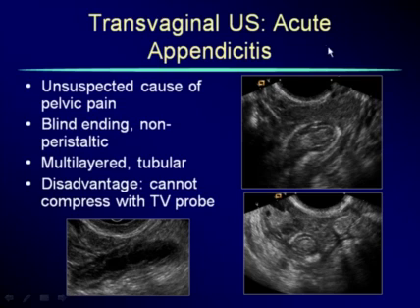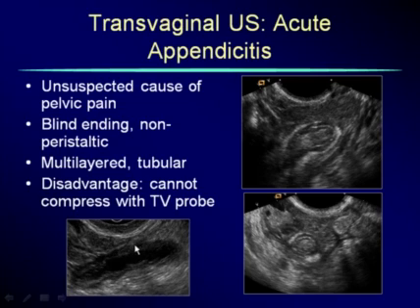Here's a transvaginal scan showing us one of these pelvic appendices. It's a blind-ending tubular structure, multi-layered, turned transverse. Here we have the multi-layered appearance. There's no peristalsis in here. You press on it, that's what hurts. The only thing we can't do is compress it, because as we push on it, we just keep pushing it up towards the false pelvis and up towards the abdomen.